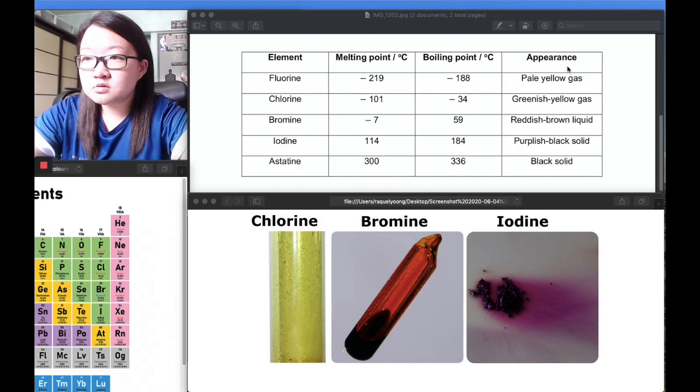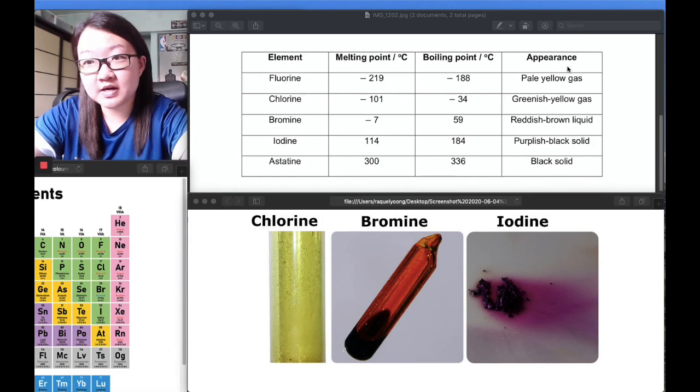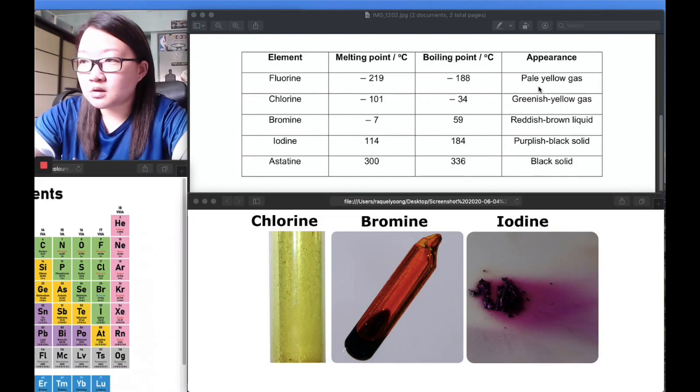Okay, so the table shows you the melting point, boiling points, as well as the appearance. So let's talk about the appearance a bit more. Okay, so we say that one of the physical properties of the group 7 elements is that they are colored. Okay, so if you do chemical reactions in the lab involving group 7 elements, it's actually very exciting because they're colored. Not so boring colorless or just a very dull color. They have very interesting colors. So for instance, fluorine is a pale yellow gas. Okay, fluorine is super reactive.